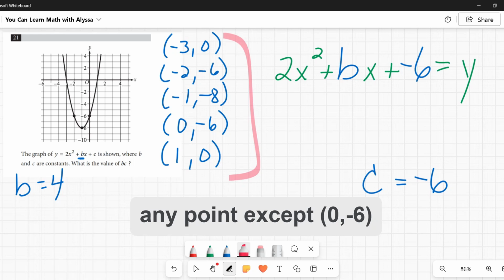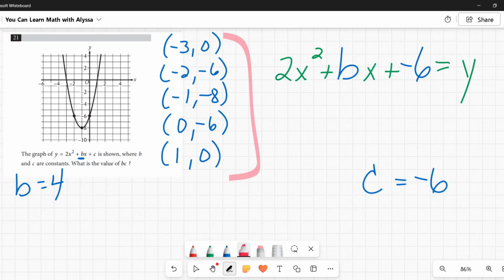Like we use the b to solve for c, and then this way you have the c and you can use it to solve for b. Both work, you're still going to get that same answer. So in this case, if I wanted to solve for b, I might go, okay, well, I'm going to use another point just to have a little fun with it. I'll say 1 and 0.